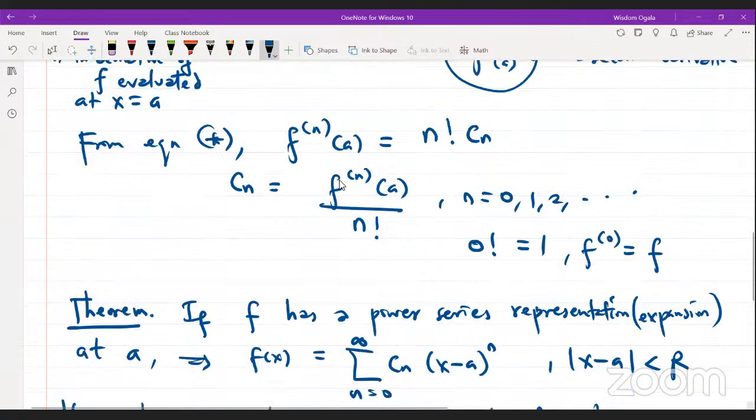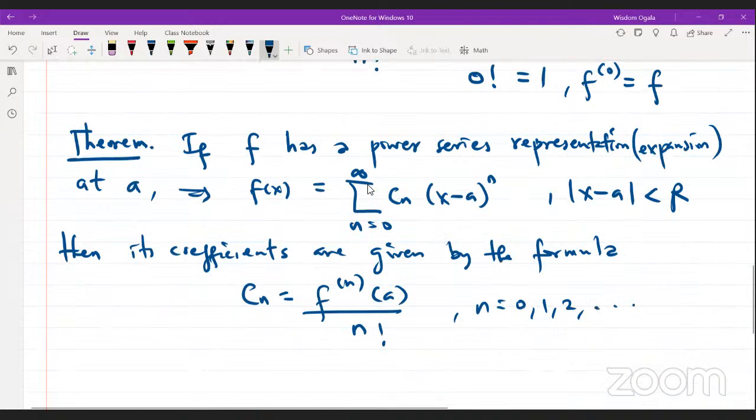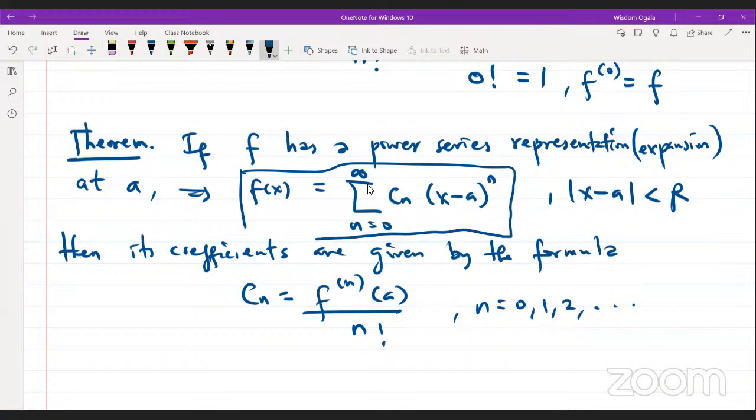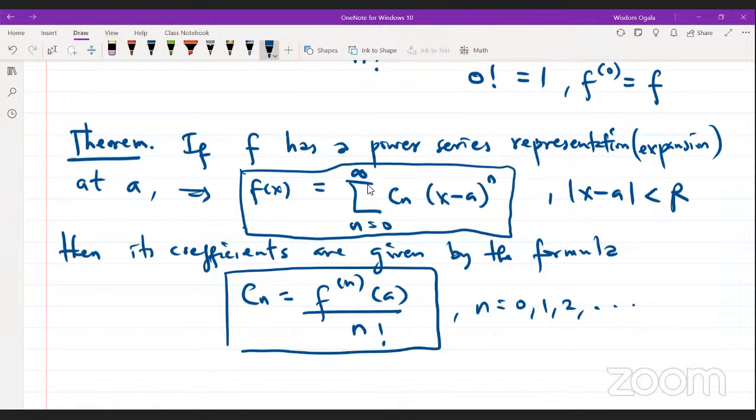Now, if you look at this guy right on top, that's what we really proved, and this is it put together in a theorem. If I have a function that has a power series representation, what does that mean? It means I can write a function like this guy in the box. But how can I find these coefficients? The Cn are the coefficients. How can I find them? Then you use this formula.